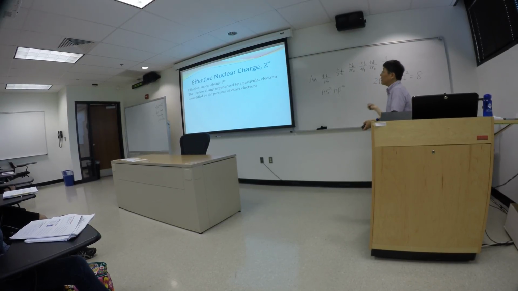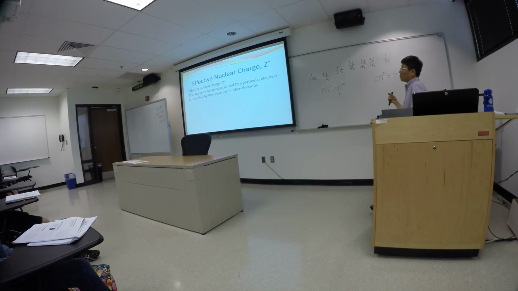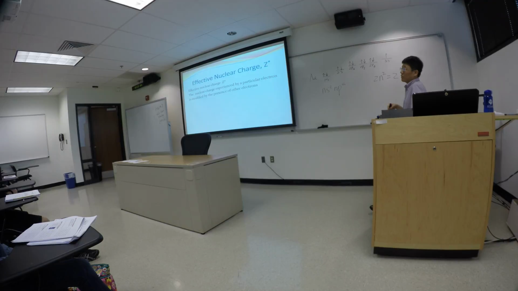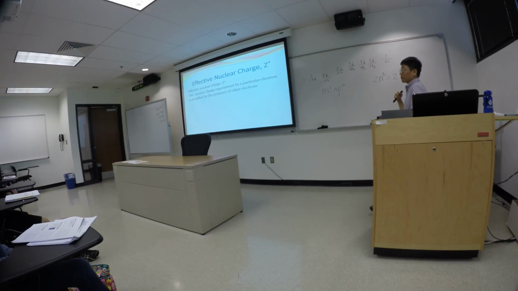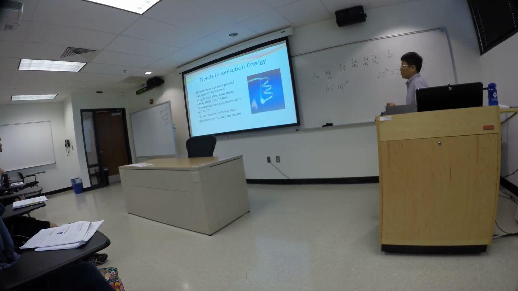So by definition, effective nuclear charge, Z with the star there, is the nuclear charge experienced by a particular electron, which is actually modified by the presence of other electrons. The effective nuclear charge is decreasing from top to bottom in the same group, and it's increasing from left to right within the same period, and that's the reason there.